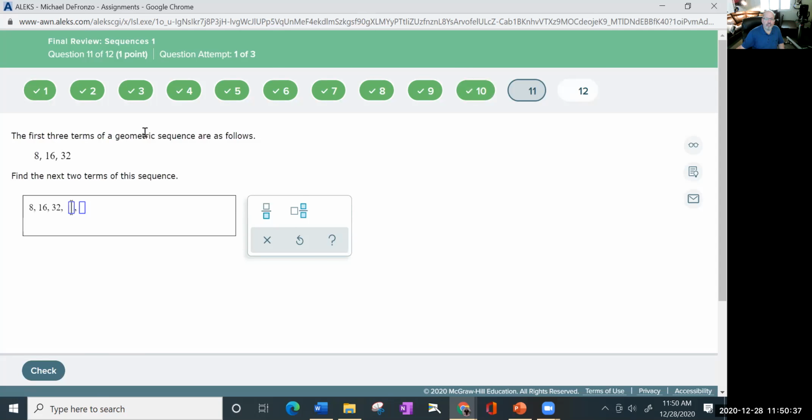First three terms of a geometric sequence are given. Find the next two. So again, it looks like it's doubling each time. So 2 times 8, 16, times 2, 32, times 2, 64, times 2, 128.